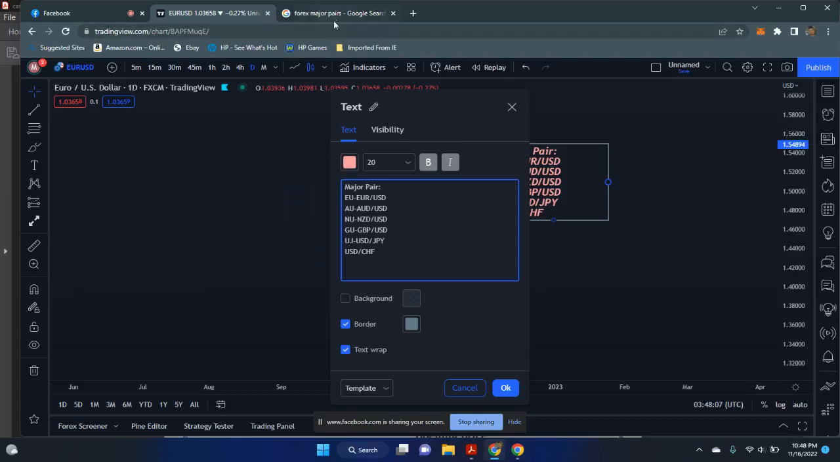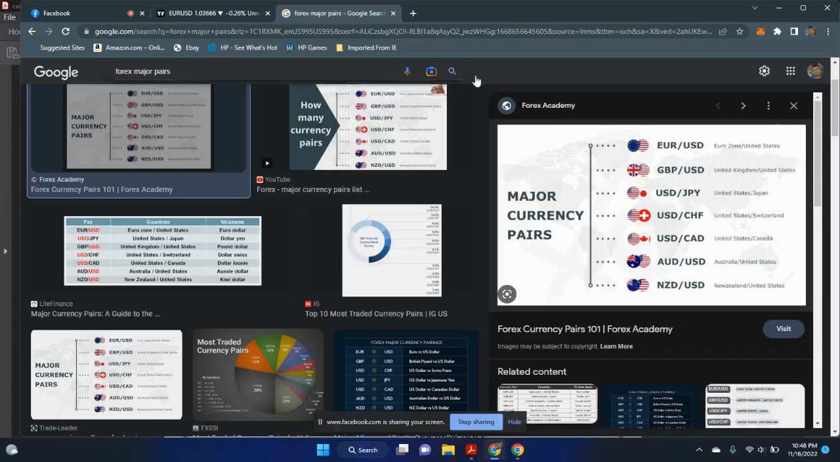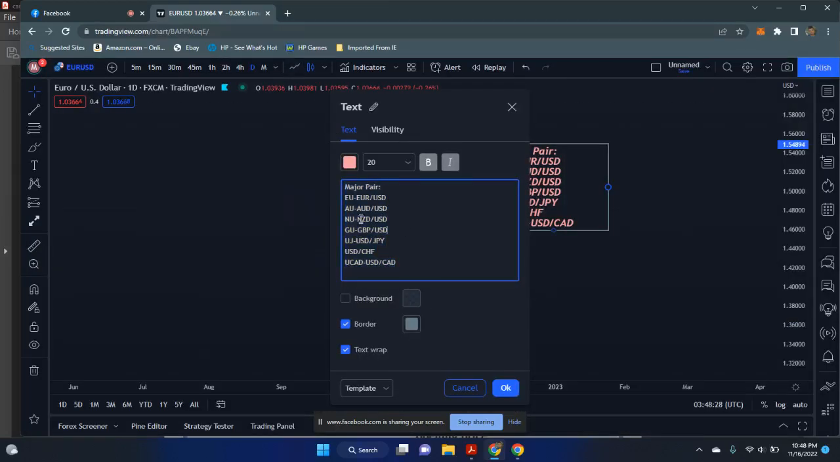What am I missing? USD CAD, or UCAD, which is USD and the Canadian dollar. Okay, so 7 pairs. Definitely, this is a good beginner pair. I just want to stress that it's a good beginner pair. They're all good beginner pairs, but this one is definitely a good beginner pair.